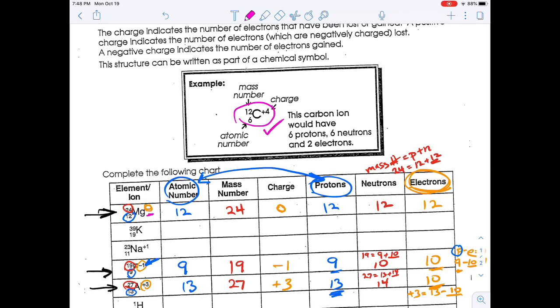All right, we're going to come back and do an average atomic mass video on how we deal with the different isotopes and come up with the numbers that are on the periodic table.